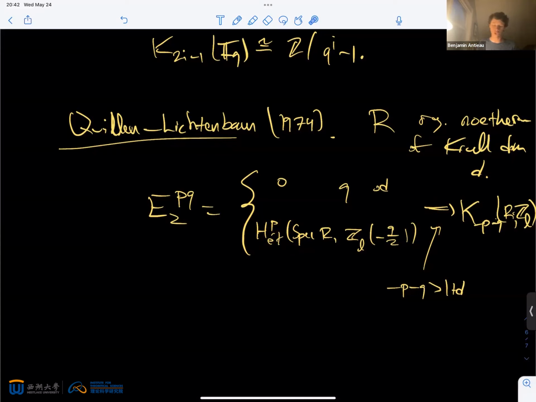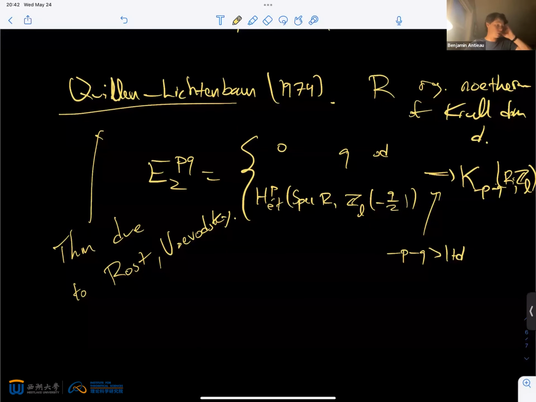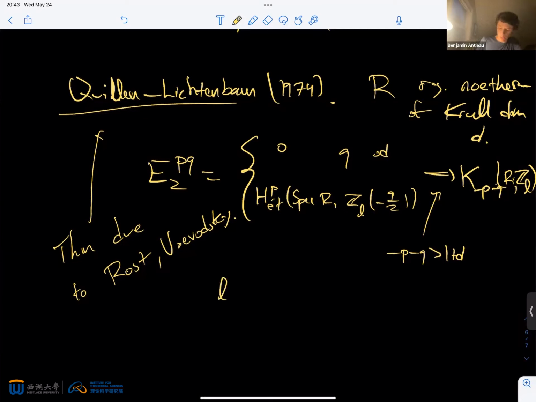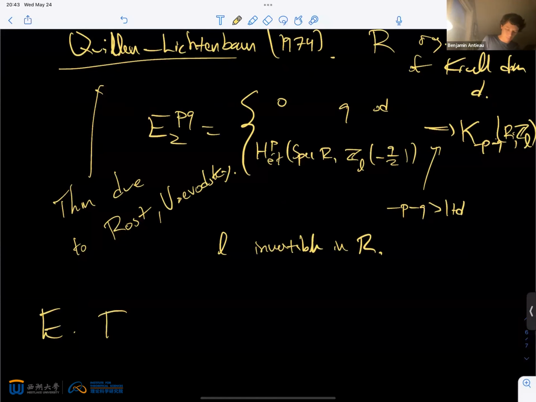So this Quillen-Lichtenbaum conjecture is actually a theorem now, due to Rost and Voevodsky, and many other people putting in work on the way. But so that means that the higher K-groups have to do with étale cohomology, and étale cohomology is something that's supposed to be interesting, but it's computable. That's the point. Oh, and this l had better be invertible in R. So now let me just tell you very briefly about fracture.